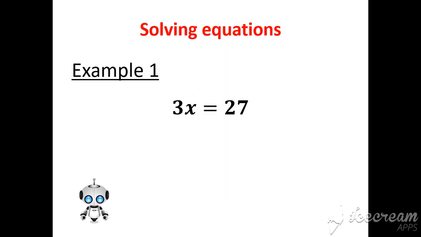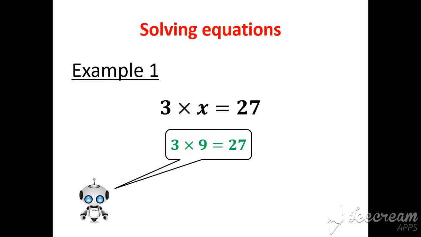Right, straight into example 1. We're going to solve this equation: 3 times x, or 3x, is equal to 27. So we know 3x means 3 times x, and we've got to figure out what x is. Most of us can probably guess after a little while. 3 times 9 is 27, so x is equal to 9.